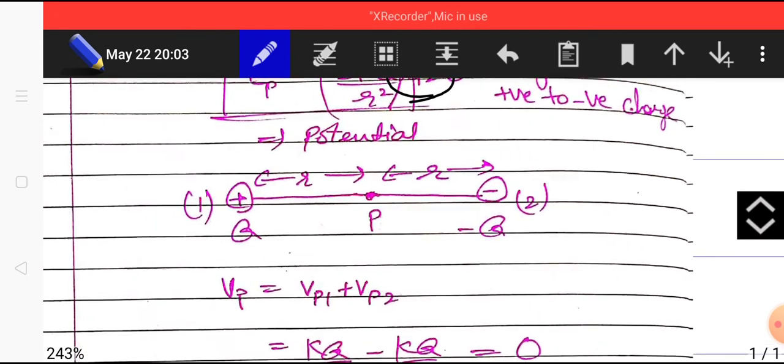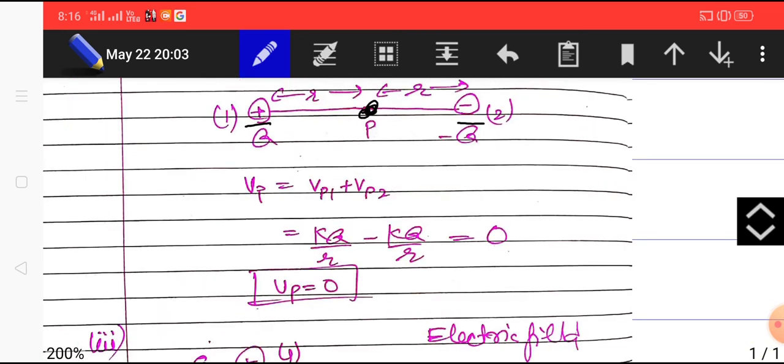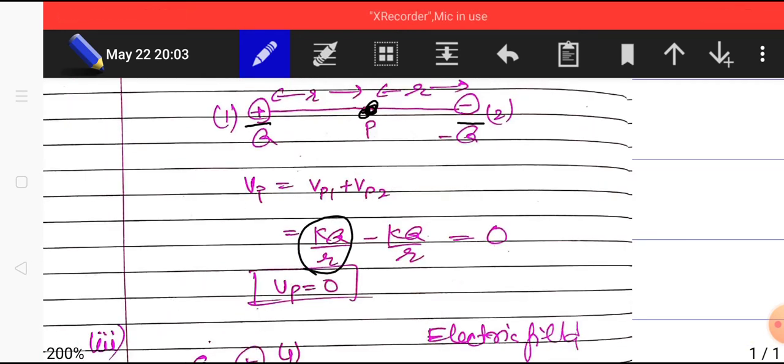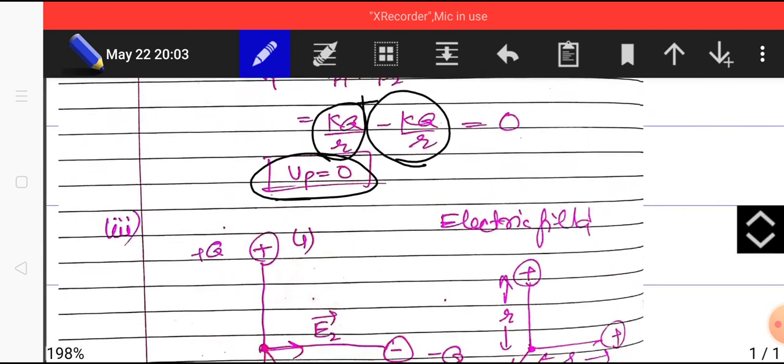And what about potential in the same situation, when one charge is plus and one charge is negative? Irrespective of direction, because potential is a scalar quantity, we use only the formula KQ by R. And plus, because it is a minus charge, the potential due to the minus charge is minus KQ by R. When we add them, it's going to be zero. So for opposite charges, potential is going to be zero. Again, I am telling you, it has nothing to do with the direction.